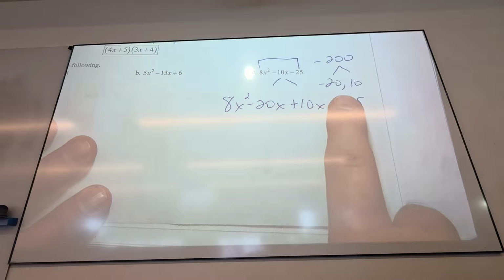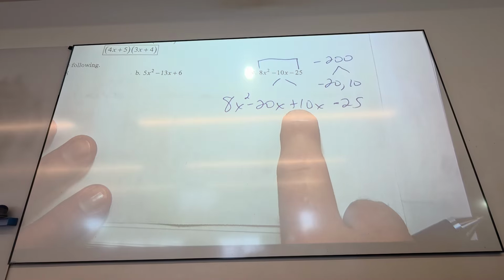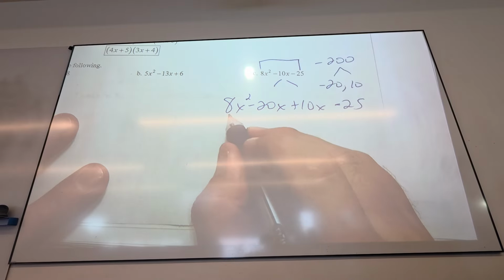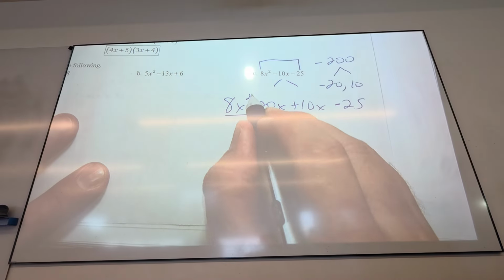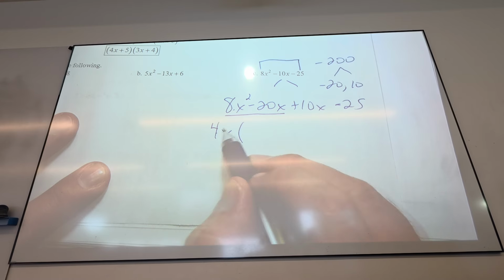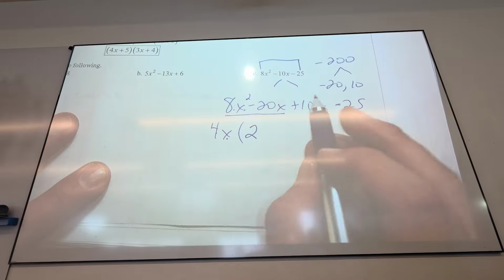If I have a choice, I always put the negative one here because a minus sign here could mess me up. What comes out of these two? 4. And? 4x. 4x, good. A divided by 4, 2. I had 2 x's, I took 1.